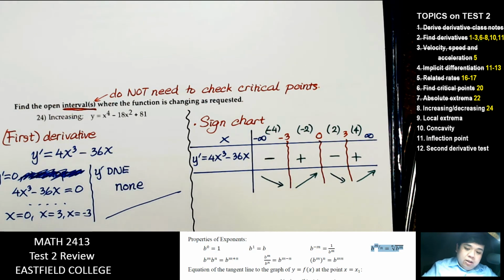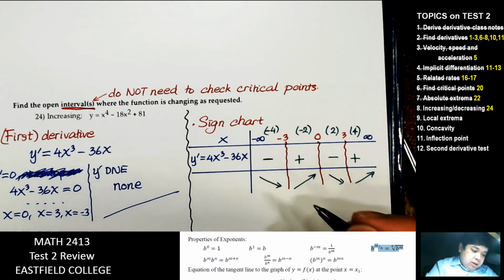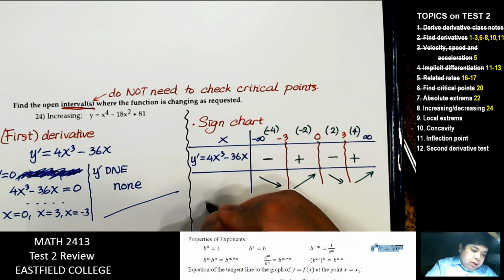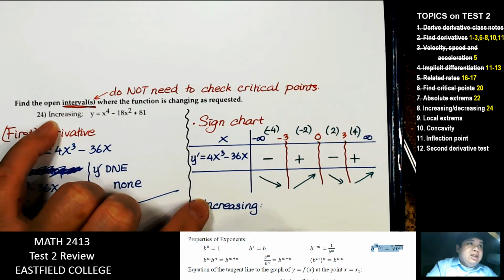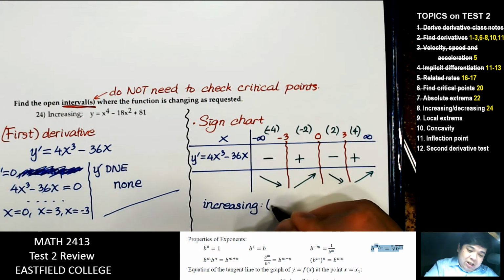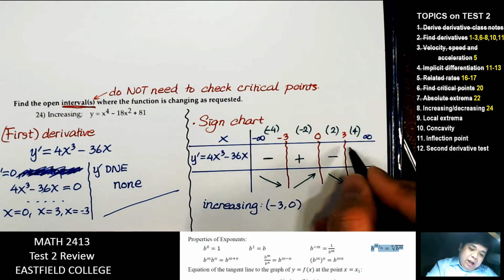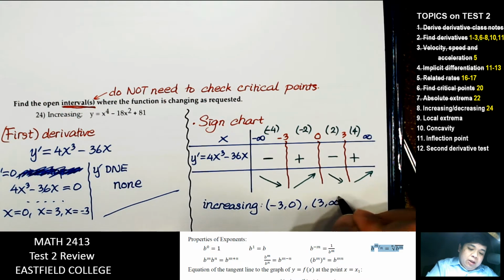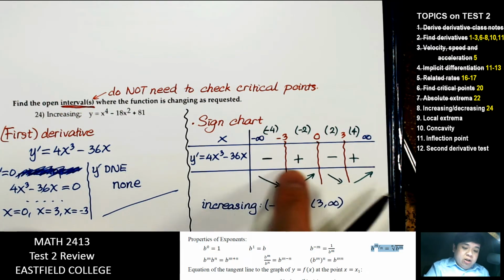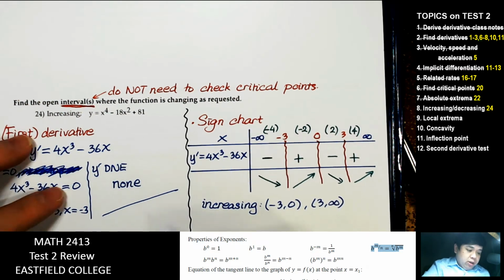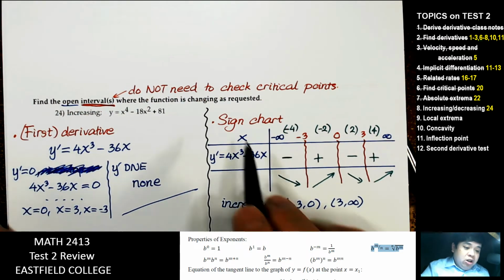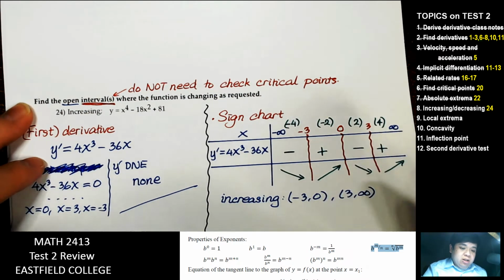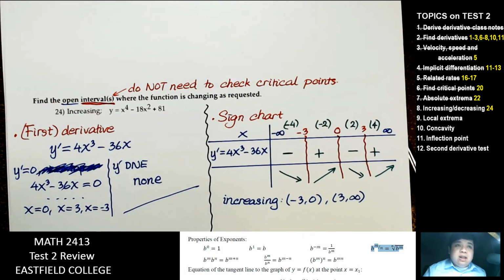So we write increasing. By the way, this question only asks for increasing, so we only need to write negative 3 to 0 and from 3 to infinity. If we want decreasing, that would be the other two intervals, and this is always open, so always use the parentheses. Because it is an open interval, we do not need to check the endpoints.